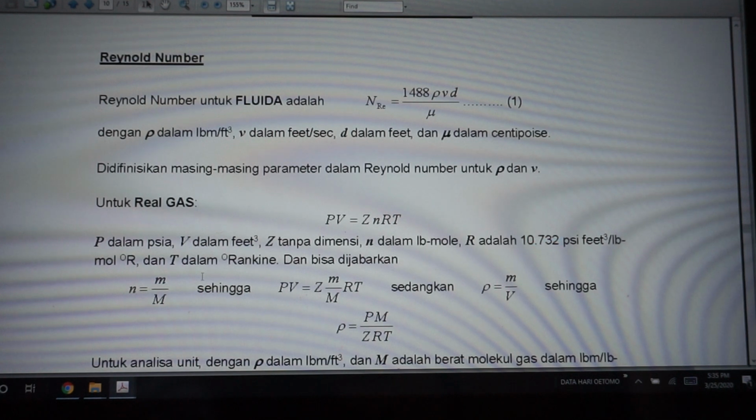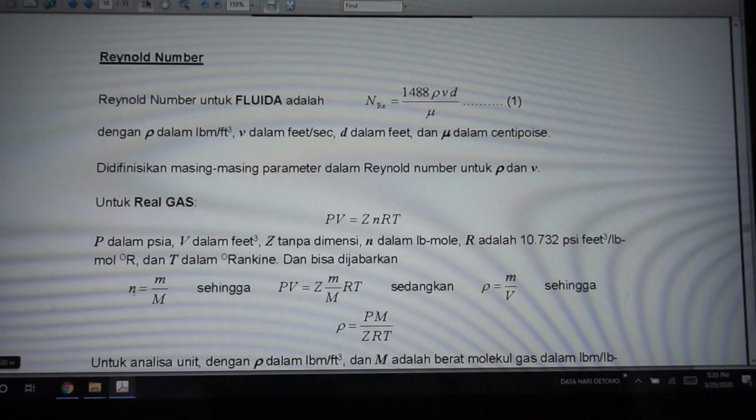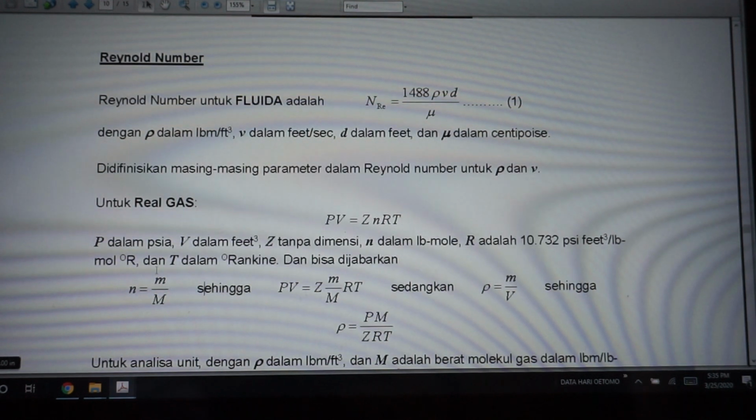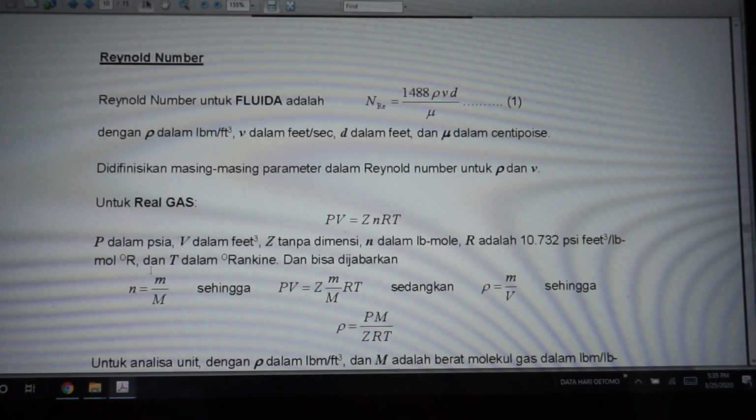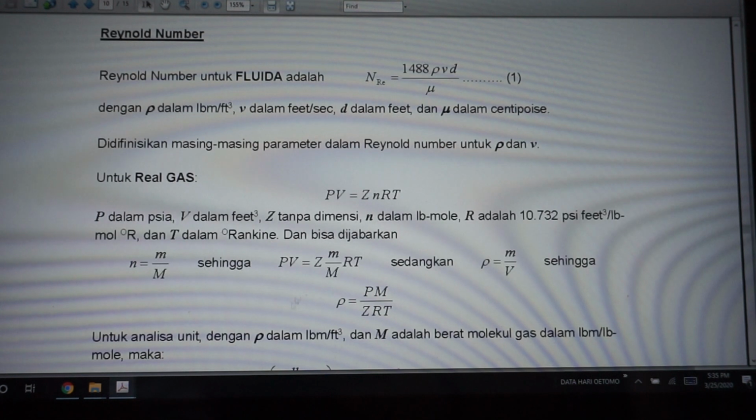And as you see, the pound mole is m over M, the mass of the gas over the mole of the gas. So we arrange everything, and density is the mass of the gas divided by the volume. Finally we have density equals P, pressure, multiplied by the molecular weight of the gas, divided by Z, R, and T.